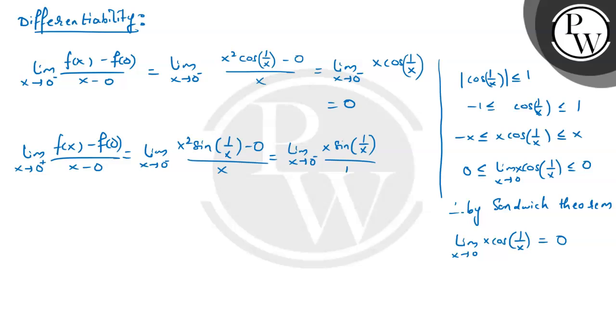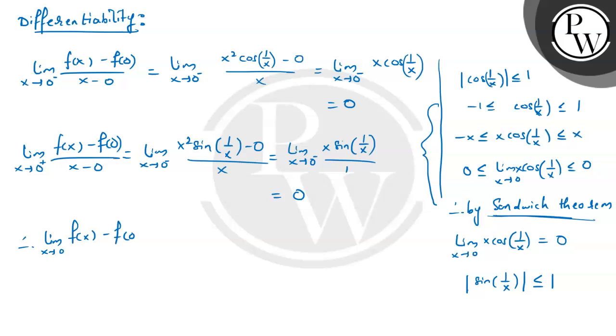So understand that modulus of sine of 1 divided by x is less than or equal to 1. That is, the sine function is bounded, right? So whenever we have a bounded function multiplied by a variable which is going to 0, the limiting value is therefore equal to 0. And this is a short proof of how to prove that statement by using the sandwich theorem. And so therefore we have limit x tends to 0 of f(x) minus f(0) divided by x minus 0 equal to 0.